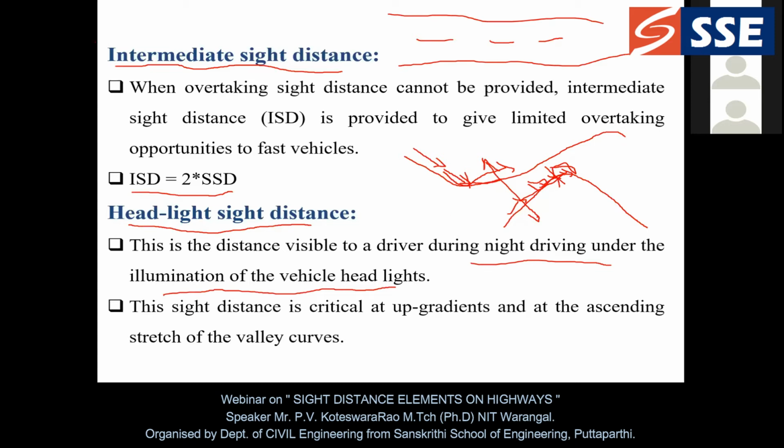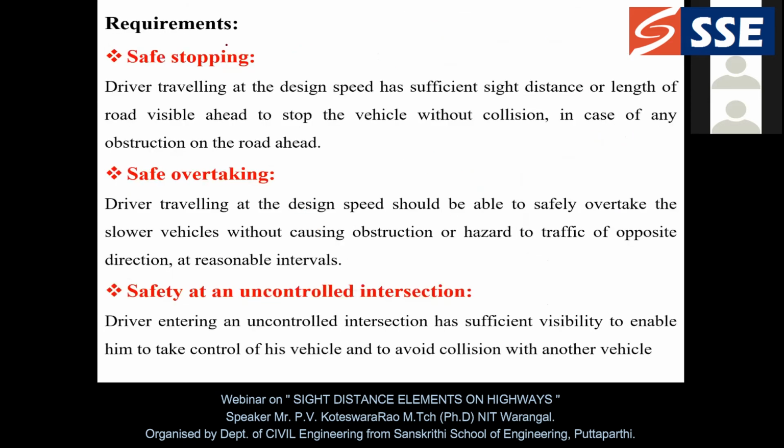Now, what are the different requirements of the sight distance? So far we have discussed the safe distance to stop our vehicle, the safe distance to overtake another vehicle, and the safe distance to enter an uncontrolled intersection. Those three are our important requirements now. There must be some safe stopping distance. That means sufficient distance must be visible for the driver to apply the brakes and stop the vehicle.